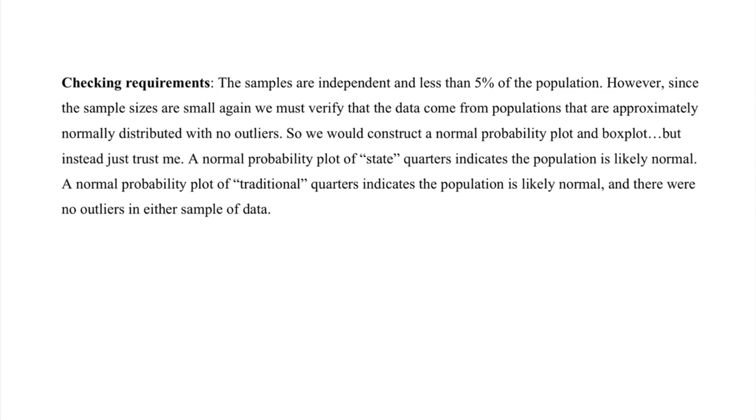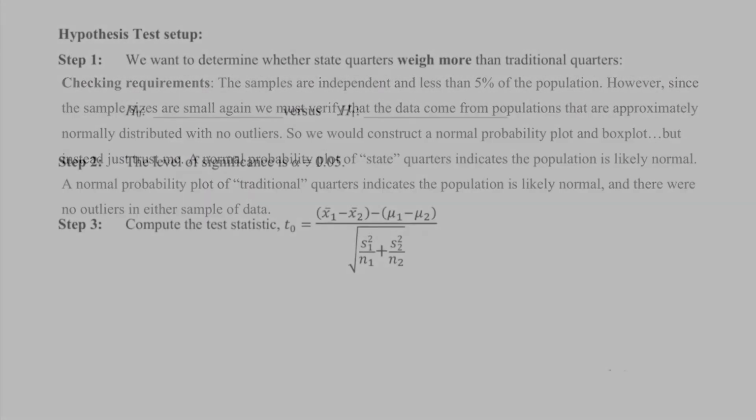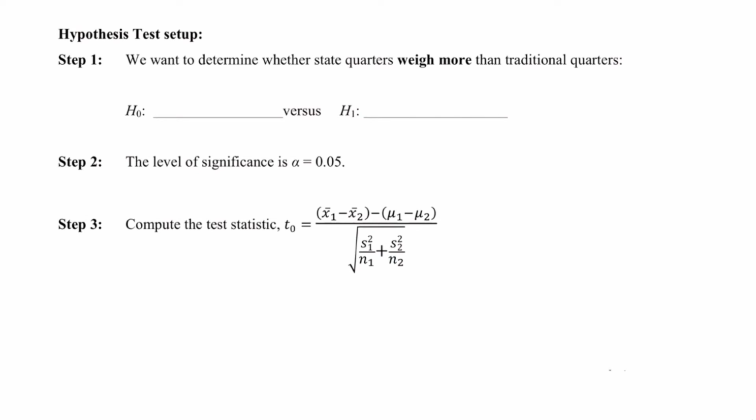We're all set with our normal probability plots, and we have no outliers, so that means let's go ahead and jump into the test. Heading into our hypothesis test then, first taking a look at the setup, we want to determine whether state quarters weigh more than traditional quarters.